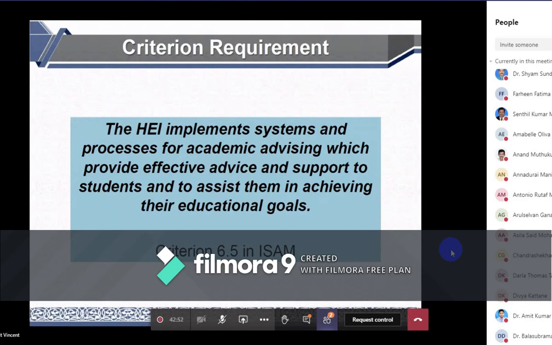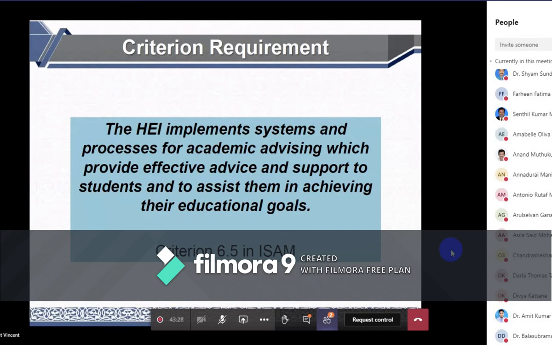Now I've taken 6.5 as the criterion, which is academic advising. The criterion statement clearly states that the HEI implements systems and processes for academic advising which provide effective advice and support to students to assist them in achieving their educational goals. So this is the criterion statement.